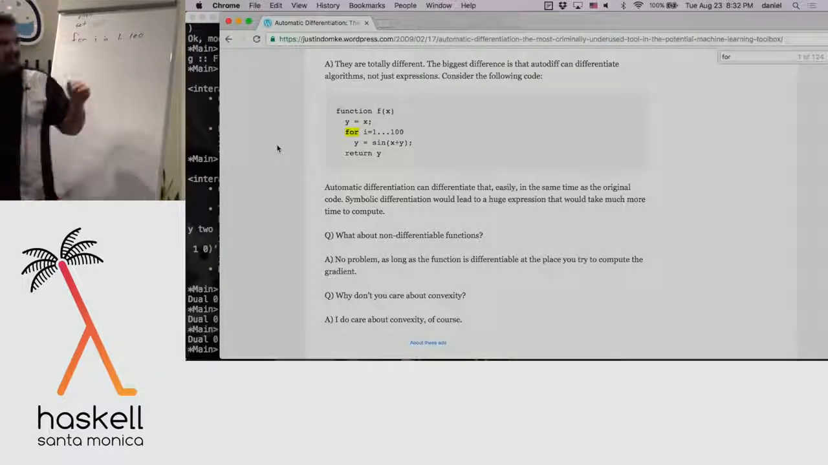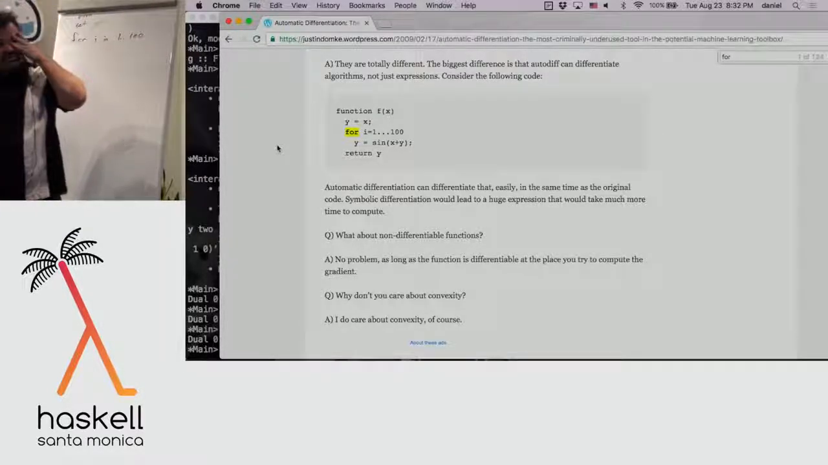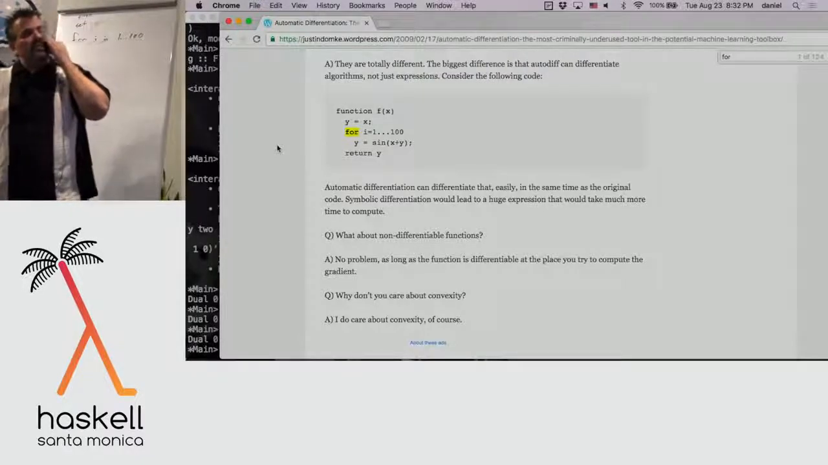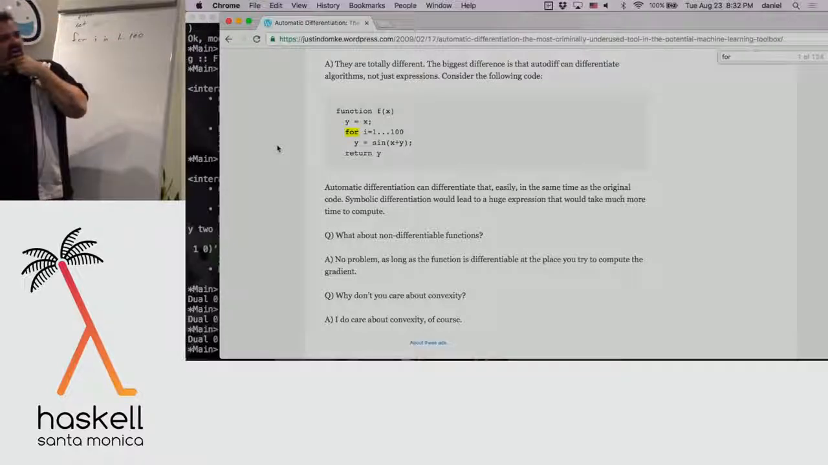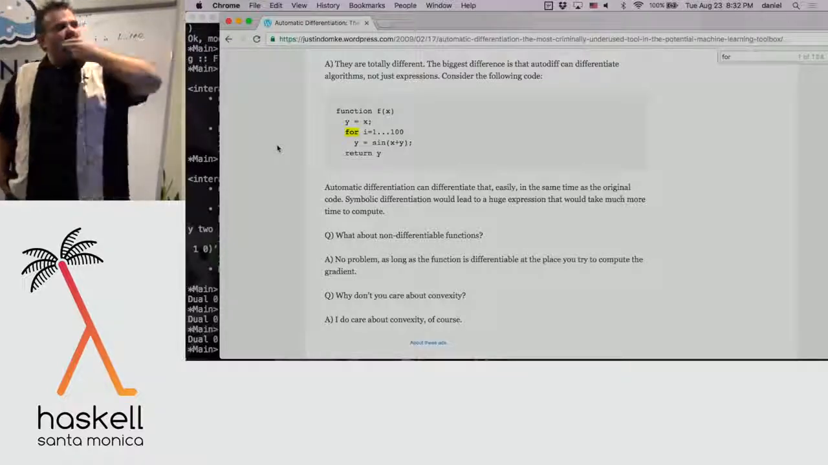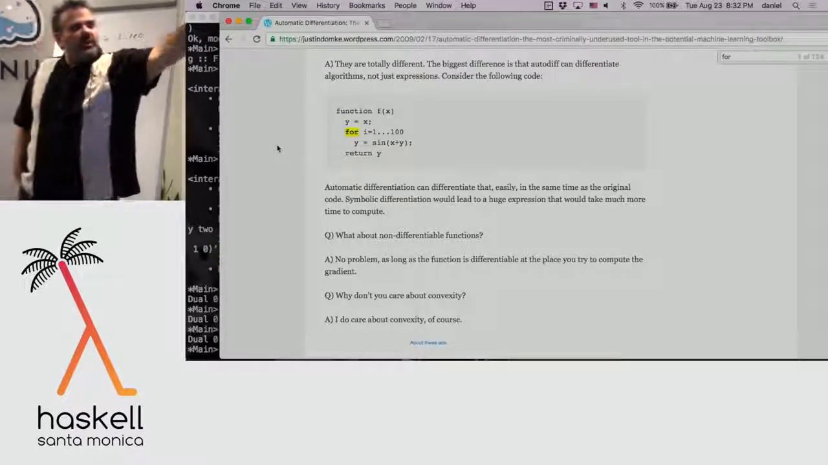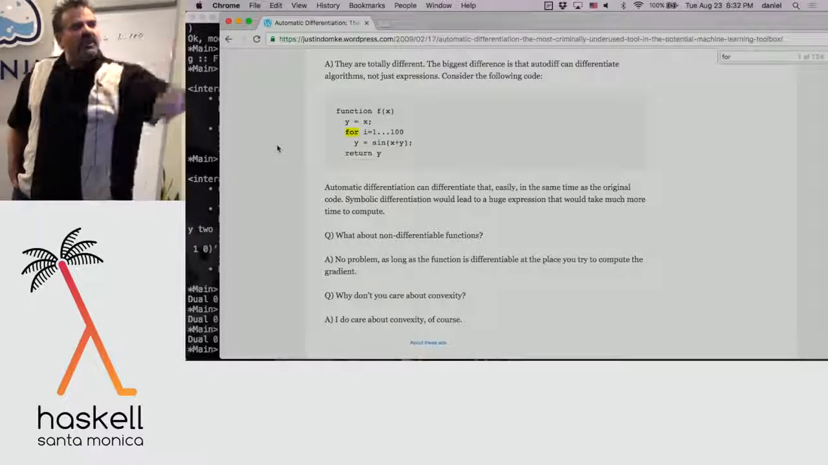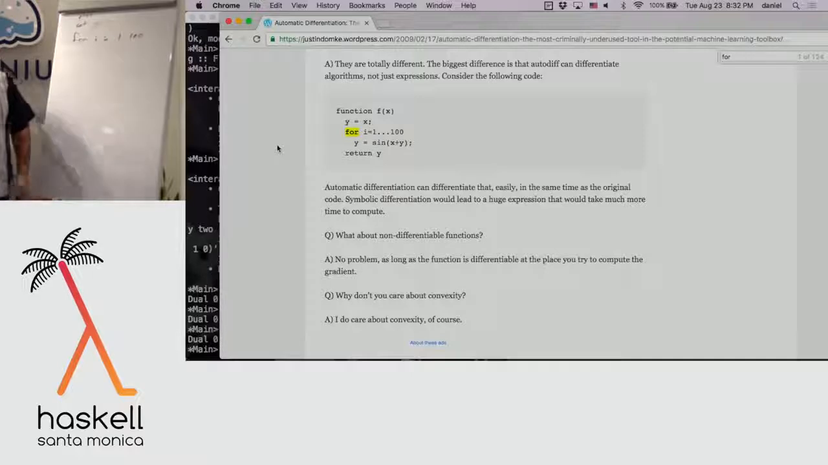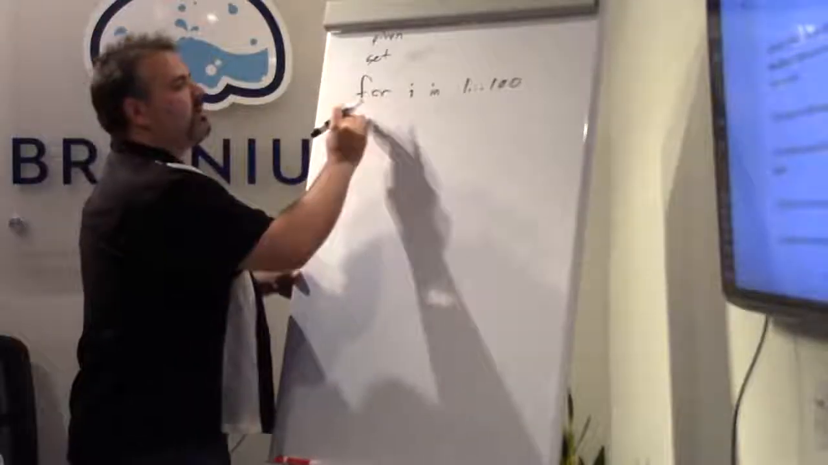This is something that maybe people wouldn't call a function because you can't really write it down. So what is this? We're given x, we set y equal to x, and for the numbers 1 to 100, we reassign y to sine of x plus y. And then when we're done, we return y.